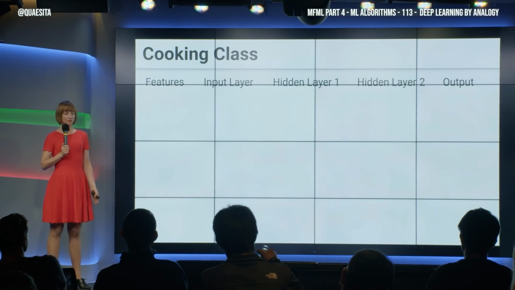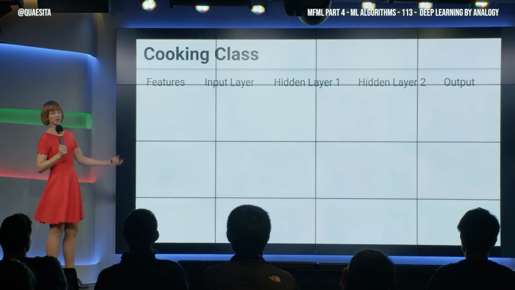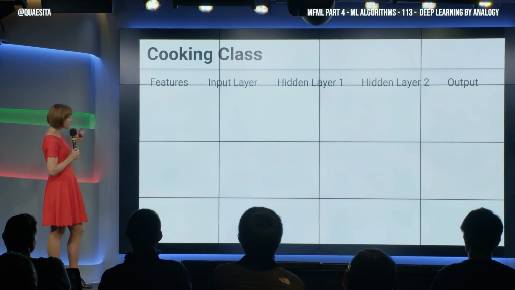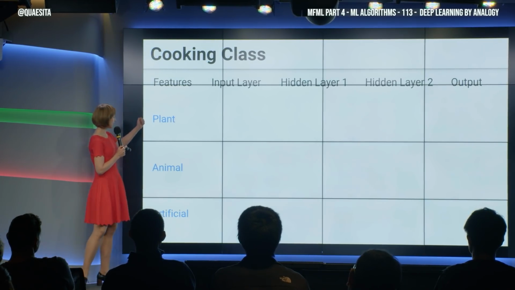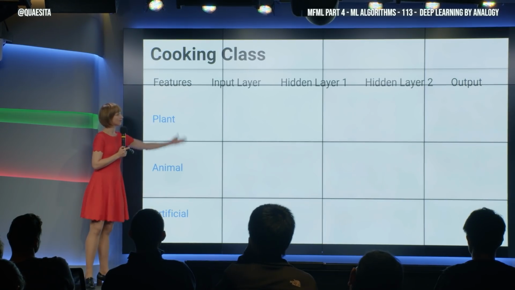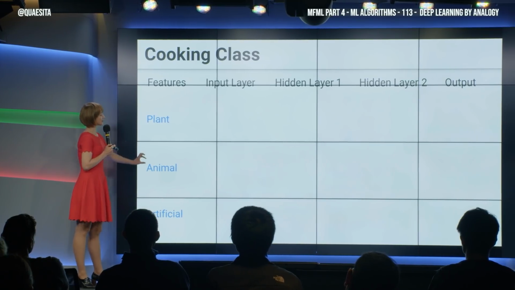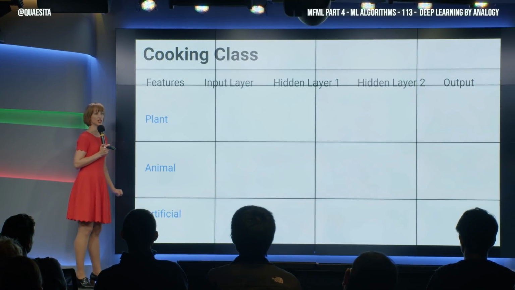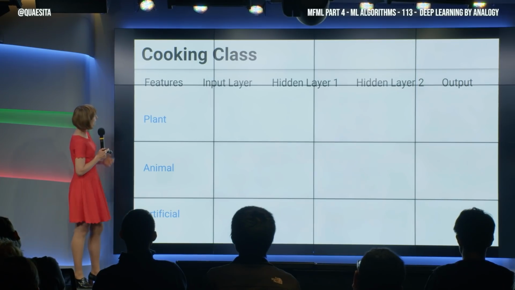In case you didn't realize that it's a really bad idea to let me into the kitchen, we are back with a cooking analogy. So we're going to have some features, and they will be of plant, animal, or artificial origin. And they're going to vary for each individual instance. So think of this as the column headings in your spreadsheet. So your spreadsheet is sort of turned this way in my example.